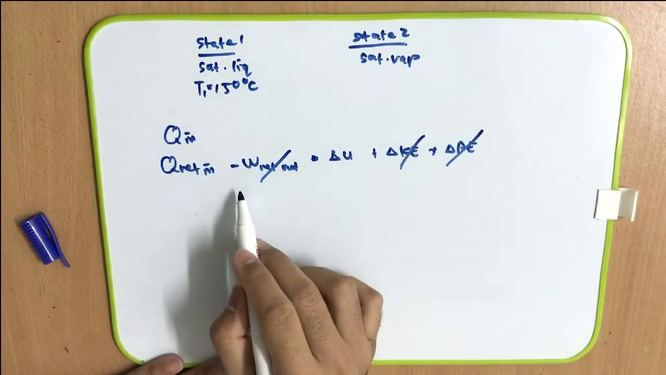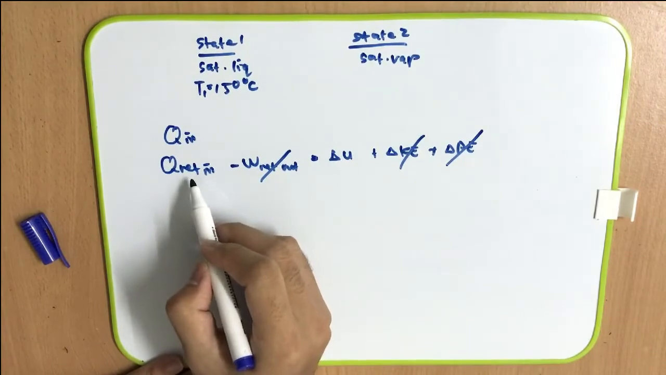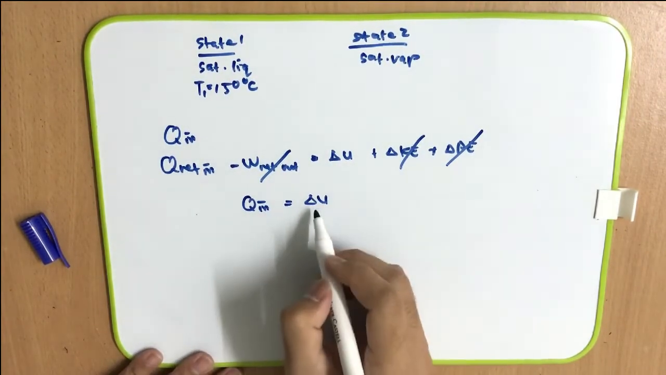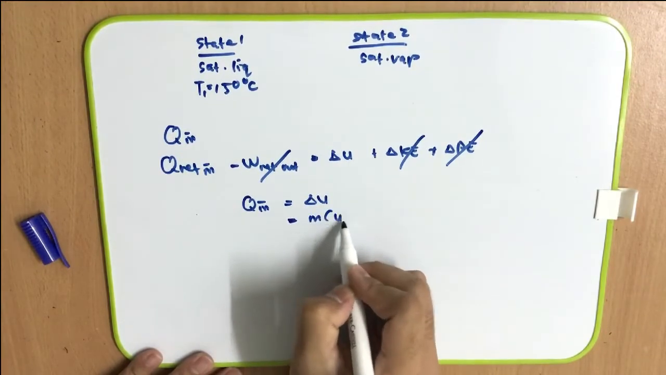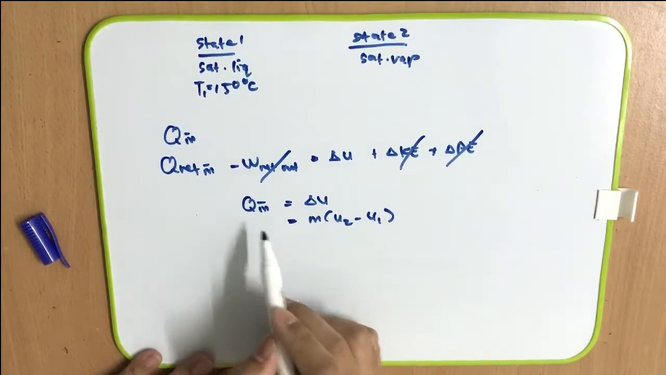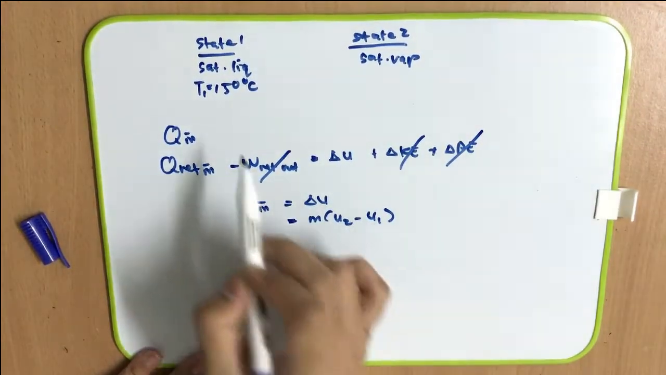By using the first law of thermodynamics, we can cancel out W, KE and also PE, and Q net in is equal to Q in, and Q in is equal to delta U. So delta U is equal to m (U2 minus U1). It means that in order to find Q in, we have to find the U at state 2 and also U at state 1.